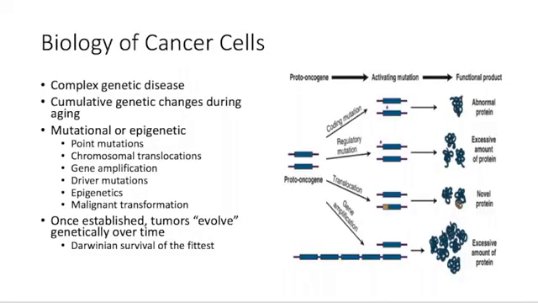So let's take a look at the biology of the cancer cells. So what happened? It is a complex genetic disease. It has cumulative genetic changes during aging. So those are the patients that we see that got diagnosed. Age alone is a risk factor for developing cancer, because of all the times that our cells turn over and divide and make new cells. That is age related. Then we have all of these mutational or epigenetic situations which aid in these point mutations.